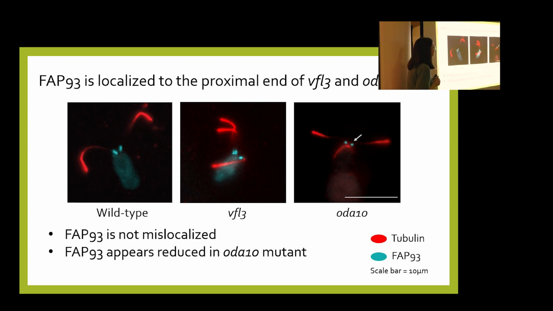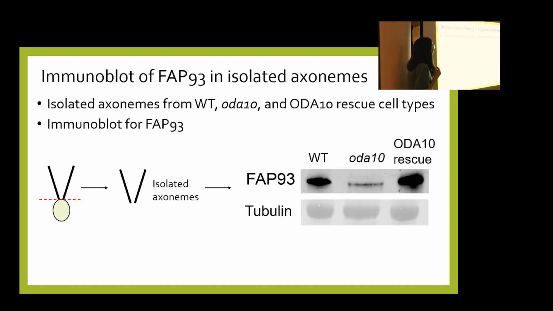I was really intrigued by this, and I wanted to actually quantify how much FAP93 was there. In order to quantify how much FAP93 is present in an OTA10 mutant, first I had to isolate just those axonemes from three cell types: wild type, the OTA10 mutant, and then an OTA10 rescue. An OTA10 rescue is essentially an OTA10 mutant that has no OTA10, but then we give it a fully functioning copy of the OTA10 gene, which rescues the phenotype. So now that cell is essentially like wild type.